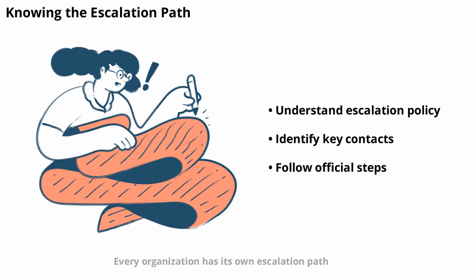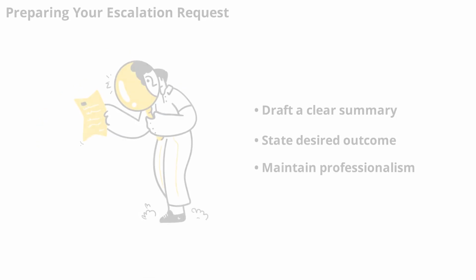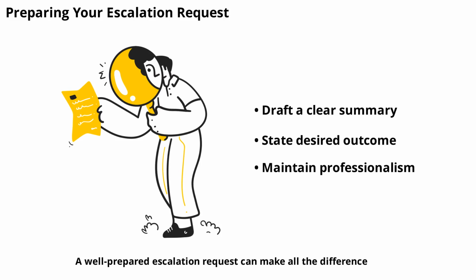Every organization has its own escalation path, and it's important to know what it is before you proceed. This path usually involves a series of steps or levels, starting from your immediate contact and moving up to higher management if necessary. Familiarize yourself with the official escalation policy, including who to contact at each stage and what information is required. Following the correct path not only increases your chances of success, but also shows respect for the established process.